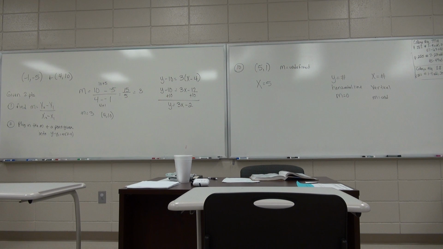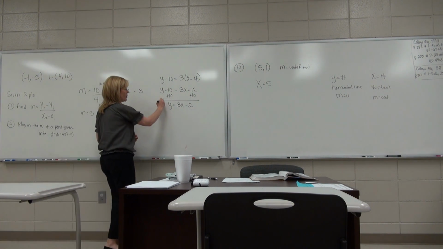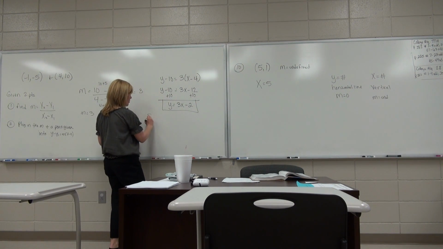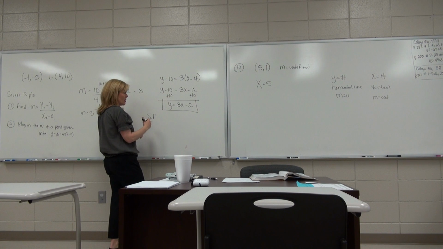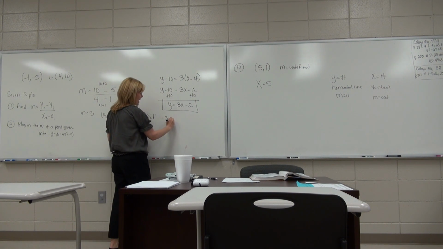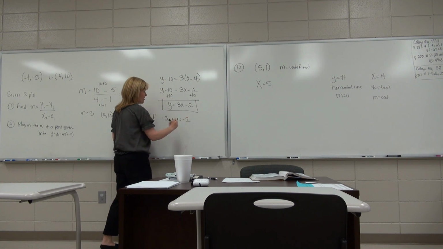Everybody get y equals 3x minus 2? Okay, but now let's put it in standard form. This is slope-intercept form. Now for standard form, I need to bring the x over. So it'll be minus 3x plus y equals negative 2.